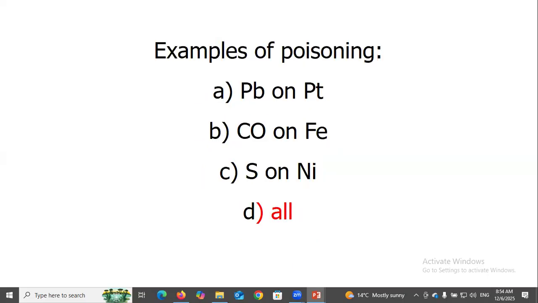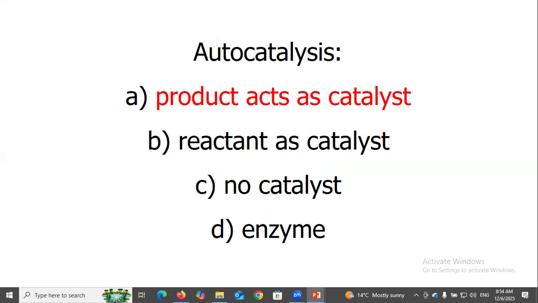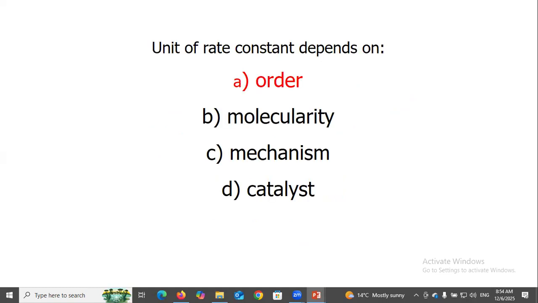Examples of poisoning: lead on platinum, cobalt on iron, sulfur on nickel, all. Correct option is option D, all. Autocatalysis: product X is catalyst, reactant is catalyst, no catalyst, enzyme. Correct option is option A, product X is catalyst.